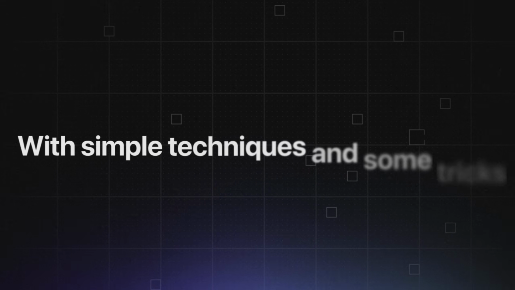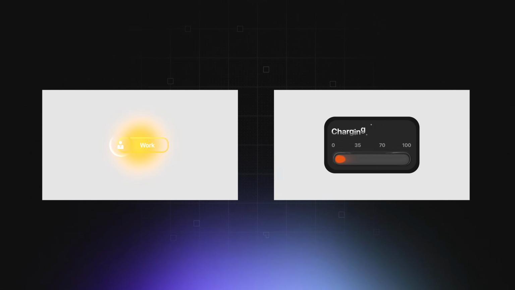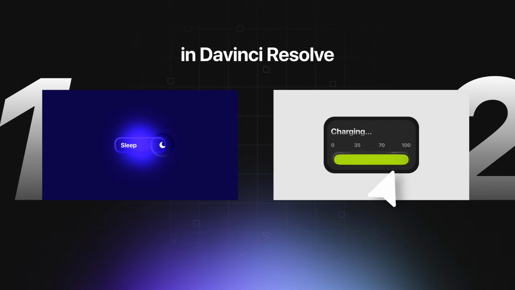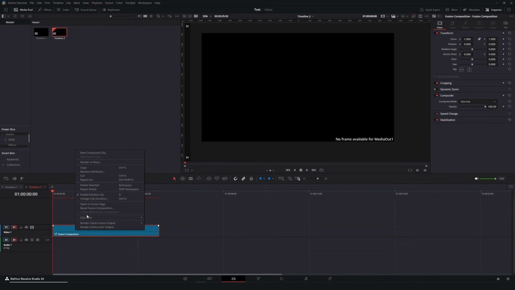With simple techniques and some tricks, you're going to learn how to create these two motion graphics in DaVinci Resolve. Let's start with the first motion graphic. Grab a Fusion composition, then right click and open in your Fusion page.